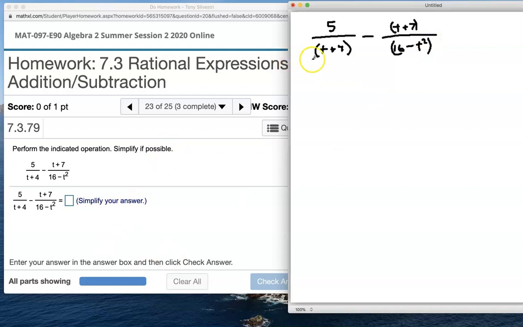Let's see. Well, the denominators aren't the same. Okay, factor the denominators. Well, t plus 4 is t plus 4. Certainly we can factor this. This is a difference of two squares. So I'm going to put the factors right below it. And 4 and 4 gives you the 16 in front. Plus and minus. And t.